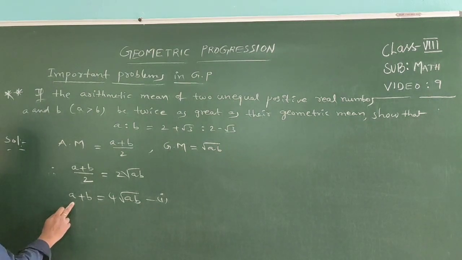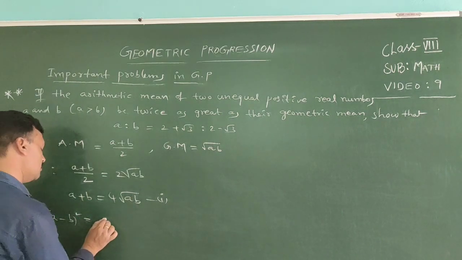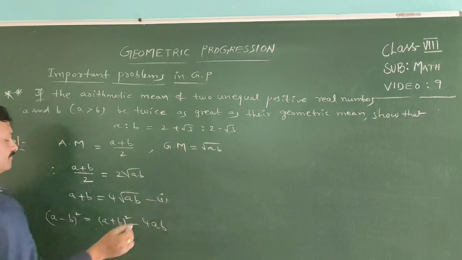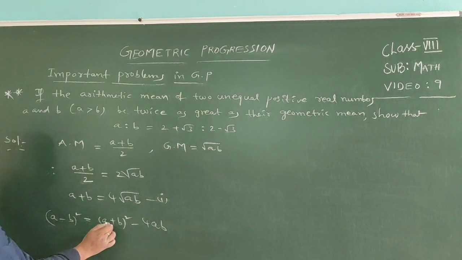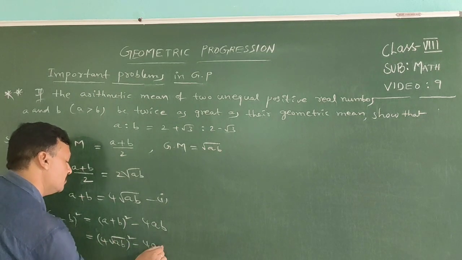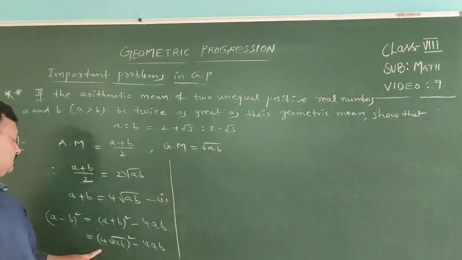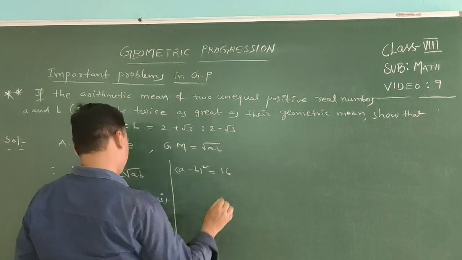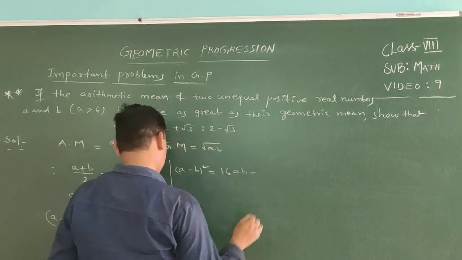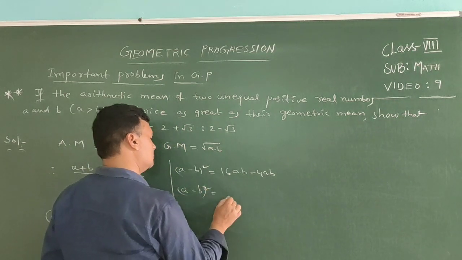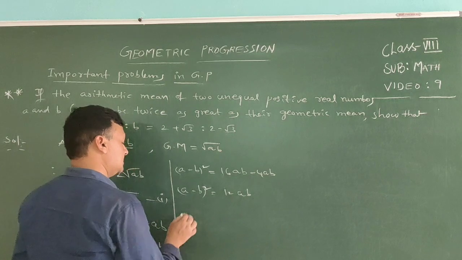With the help of a plus b, we can find a minus b. a minus b whole square equal to a plus b whole square minus 4ab. Here a plus b is 4 root ab whole square minus 4ab. 4 square means 16, root ab whole square means ab, minus 4ab. Here a minus b whole square equal to 12ab, we get.